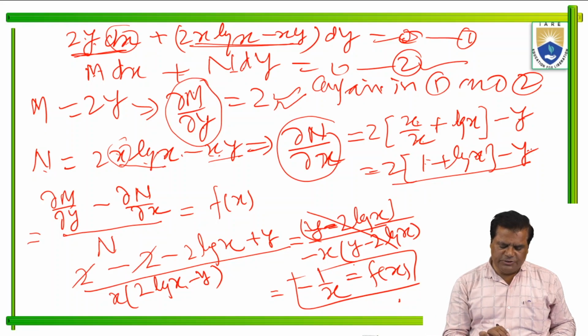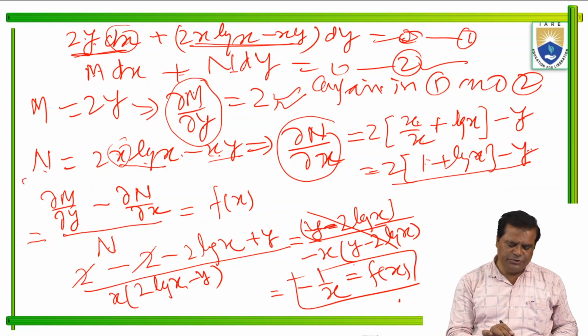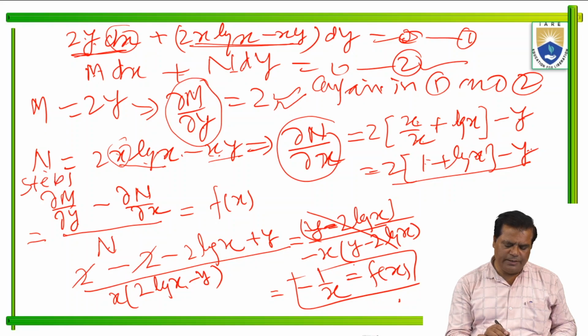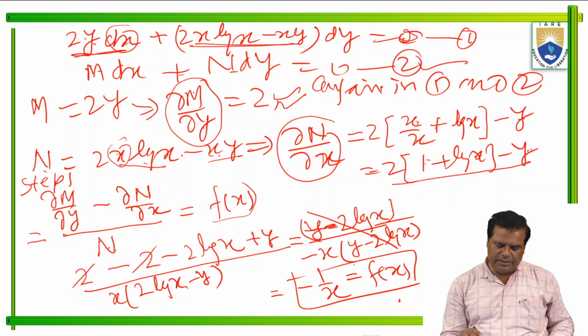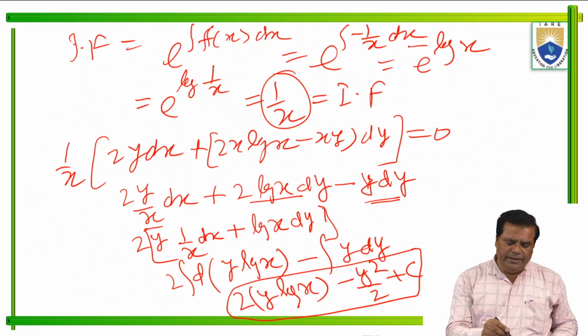Now we apply this step 1 method: del M over del y minus del N over del x, upon N. This is step 1. So this is some function of x here. So here del M over del y is 2, minus del N over del x, which is 2 minus 2 log x plus y. So 2 cancels, minus 2 log x upon N, taking minus x common, upon minus 2 log x. This total bracket is cancelled. So we get minus 1 upon x, that is f(x).